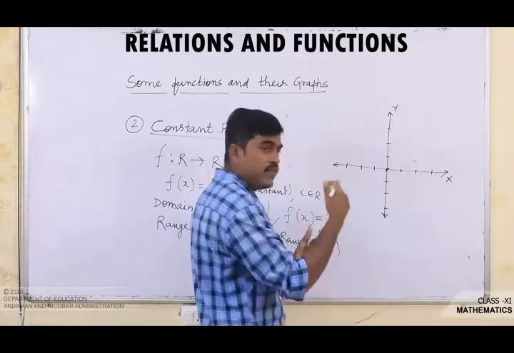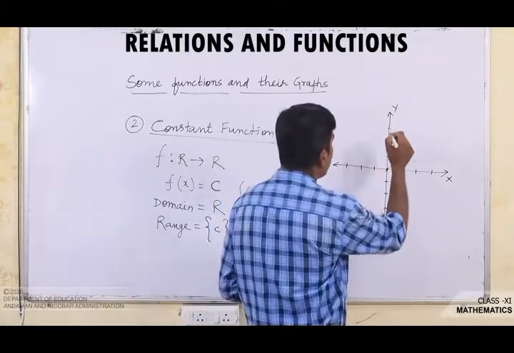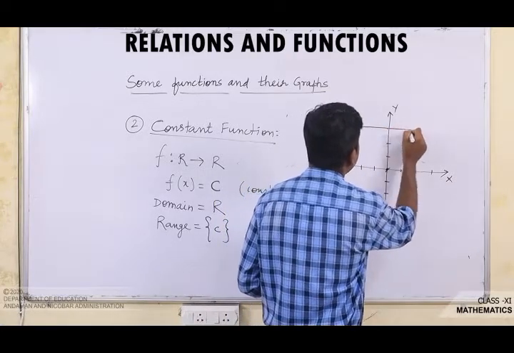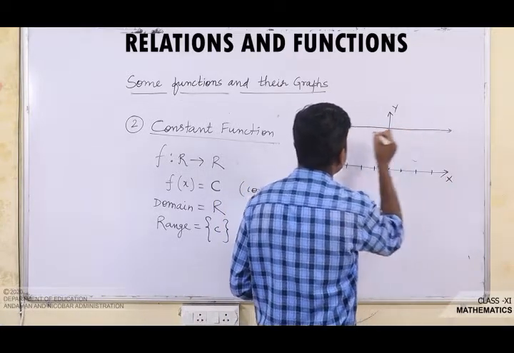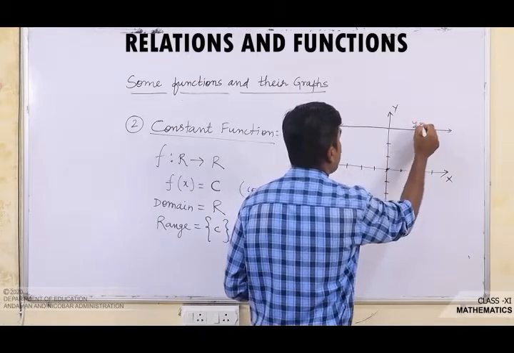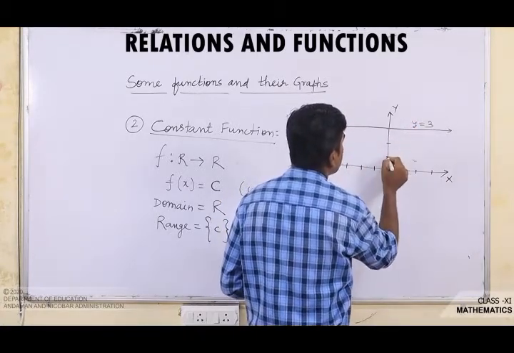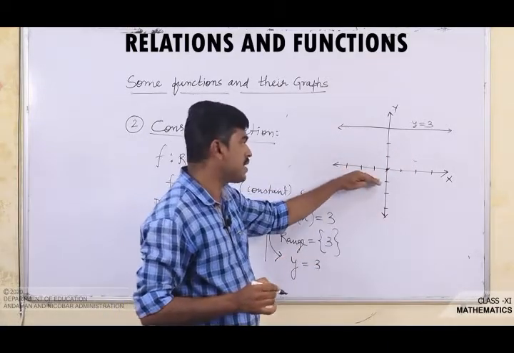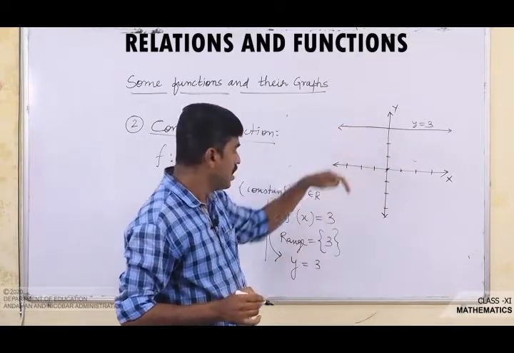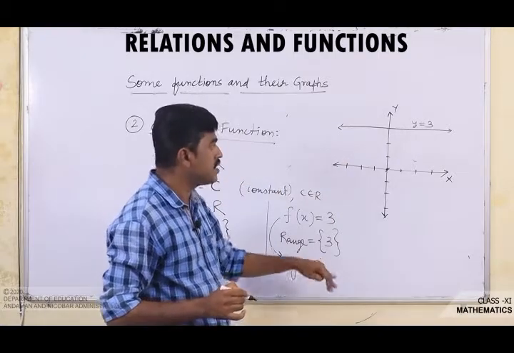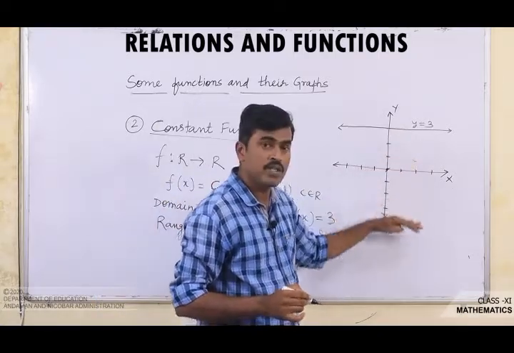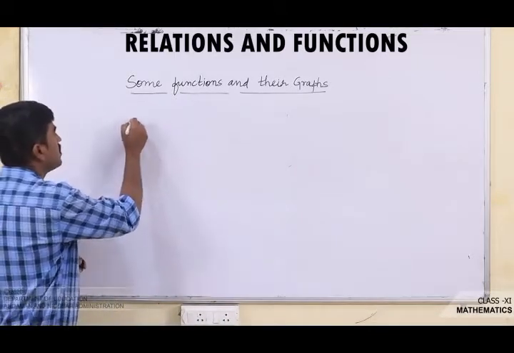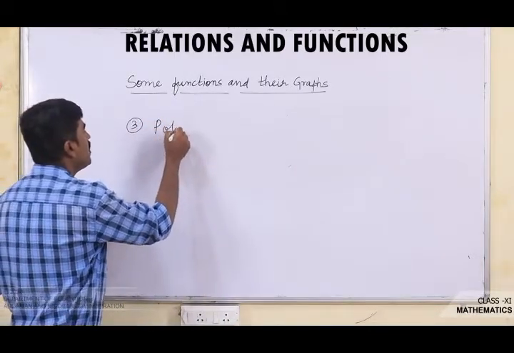If we take any value of x, then we get y = 3. So it is a line parallel to the x-axis and it lies above the x-axis. So it is y = 3. It is 1, 2, 3. So it is a line parallel to the x-axis and it lies above the x-axis. If this value is negative, then it will lie below the x-axis. Now let's move on to the third function, that is the polynomial function.